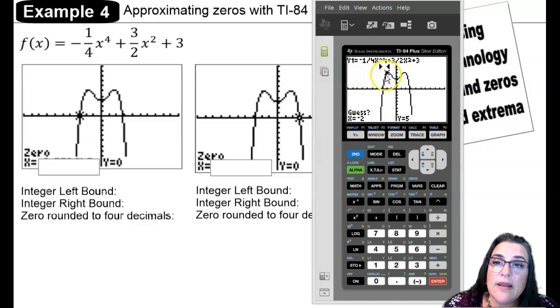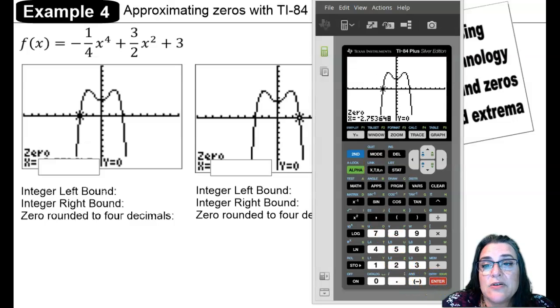If I've done that right, it's going to put these little arrows here and ask me if my zero is somewhere in between those arrows, and it is. Then it asks me if I want to make a guess. Negative 25 would not be a very good guess, because that's not even on the x-axis. You could type in something like negative 2.75 or negative 2.8 if you wanted to guess, or you can just press enter and it's going to tell you where it is. So this zero is at approximately negative 2.753648.